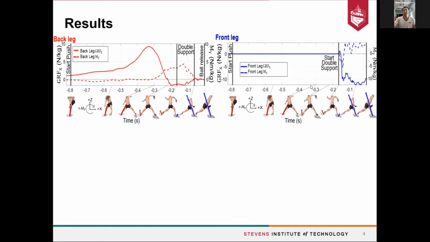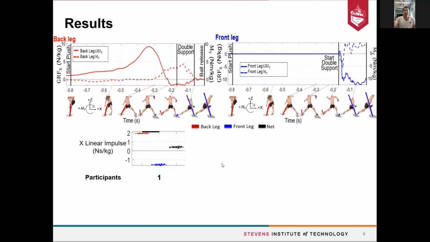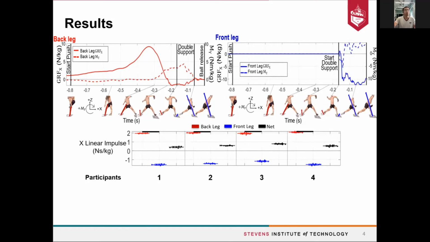For the front leg, we see the majority of ground action force X being in the negatives, and moment Y becoming positive shortly after ground contact and before ball release. For the impulse values, we found that the back leg generated positive and the front leg generated negative X linear impulse, leading to a net positive X linear impulse, which moves the body center of mass forward. This trend is consistent in all pitchers.